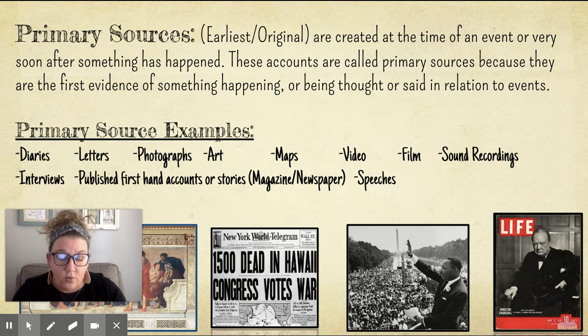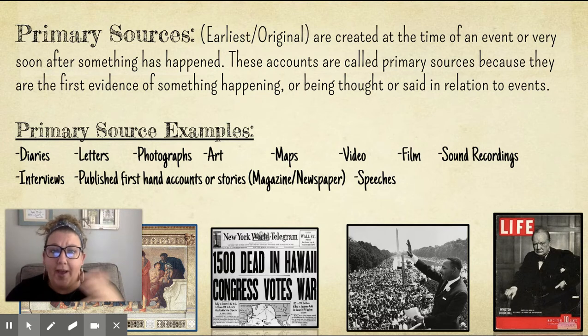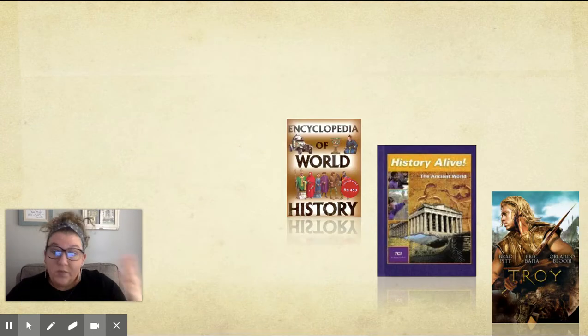Maps, video. Now, video is a tricky one. Video and film can be a primary source, but it has to be the original video. So a documentary would not be a primary source. However, a primary source such as news footage from September 11th would absolutely be a primary source because it's footage of something that was happening in that moment, not someone going back and analyzing the footage, if that makes sense. Speeches would also be one. So like Martin Luther King's I Have a Dream speech would be a primary source.